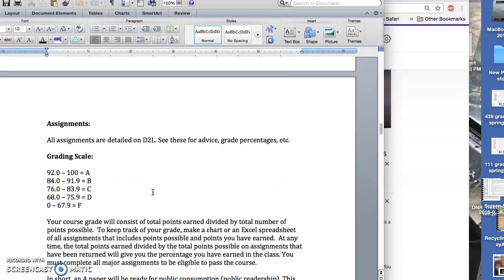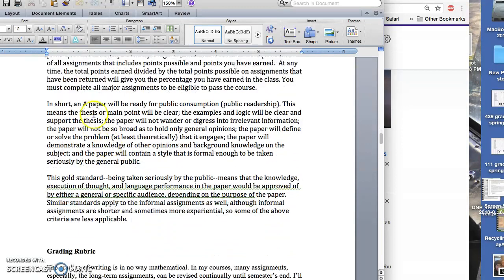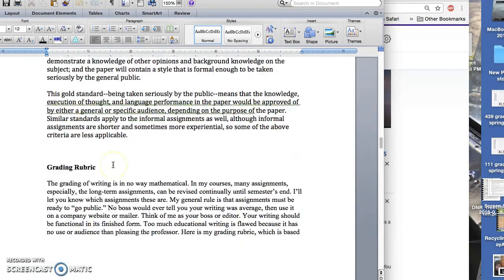We can't do that as much as we might in a longer 15, 16-week course, but we'll do what we can. All right, here's the grading scale if you're curious. Here are the grading standards. I won't go over them too much. We'll talk about them in a later video, but you can read all about them.